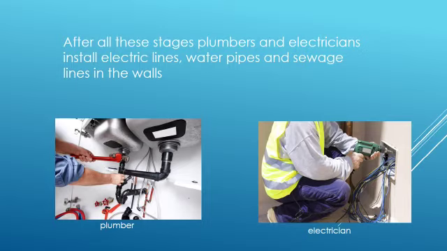Plumbers install water pipes and sewage lines in the walls. What do you mean by plumbing? Plumbing means installation of water pipes and sewage lines in the wall. And what is the work done by an electrician? Electricians install and maintain all the electrical and power systems for our homes. They install and maintain the wiring and control equipment through which electricity flows.